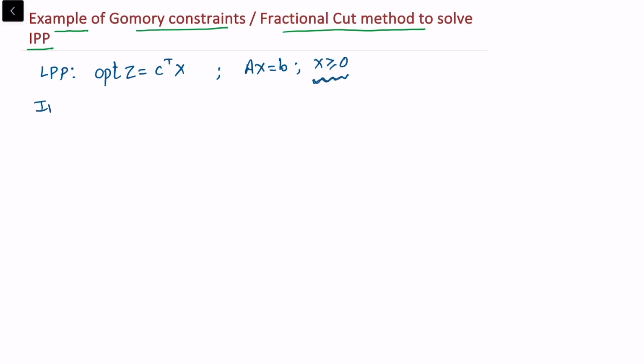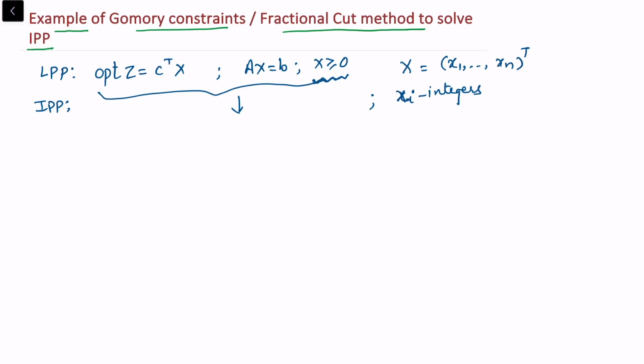But in an integer programming problem, we consider the same problem with one more condition, that the x's have to be integers. So when I say x's, capital X can be written as x1 up till xn raised to power transpose. If all the decision variables are integer, this is called pure IPP. If only some are required to be integer, then we'll call this a mixed integer programming problem.